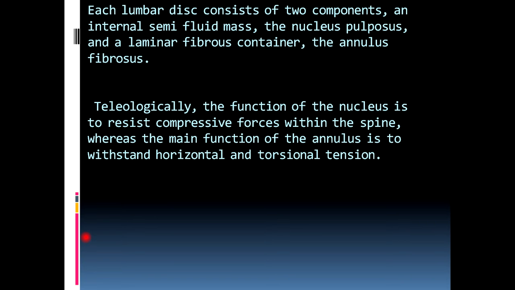Anatomically, each lumbar disc consists of two components: an internal semi-fluid mass, the nucleus pulposus, and a laminar fibrous container, the annulus fibrosus.